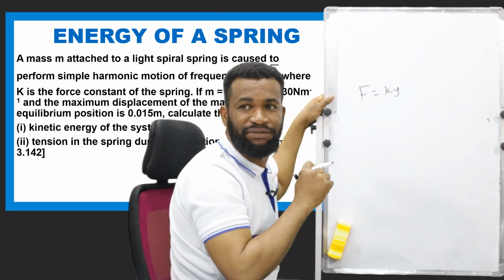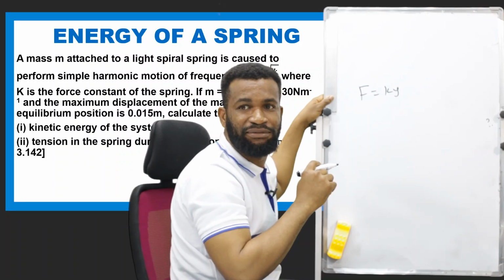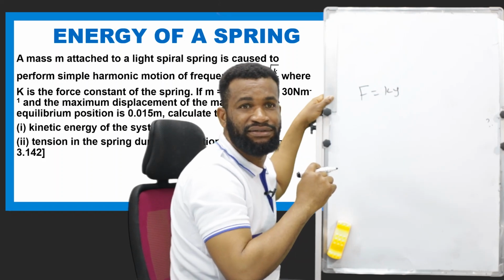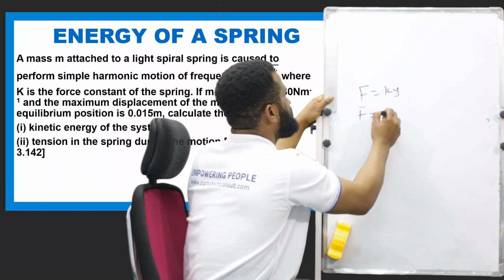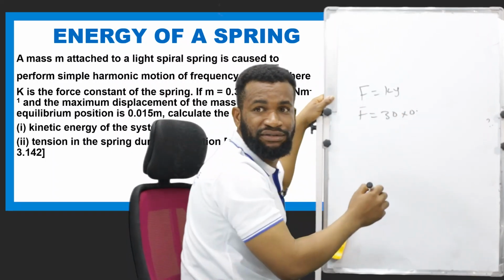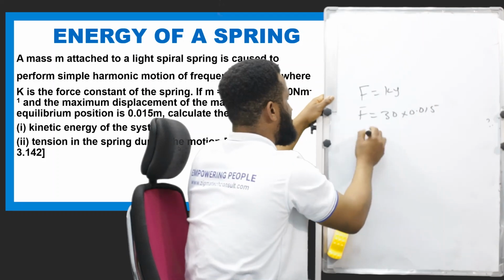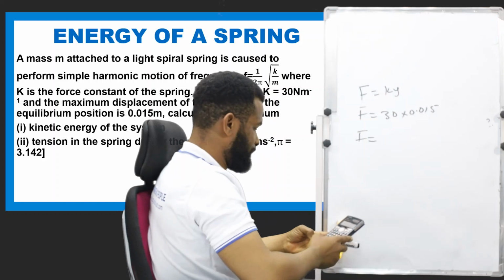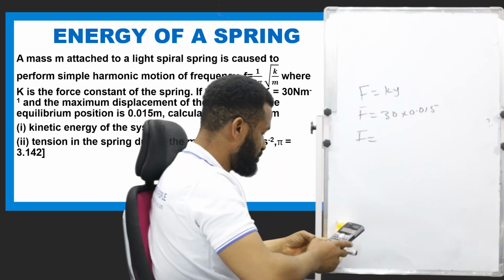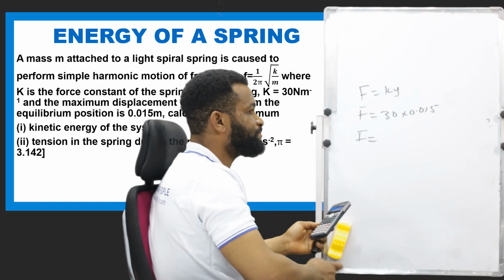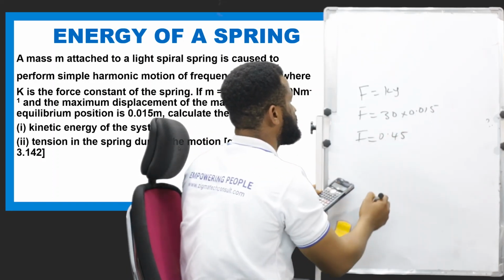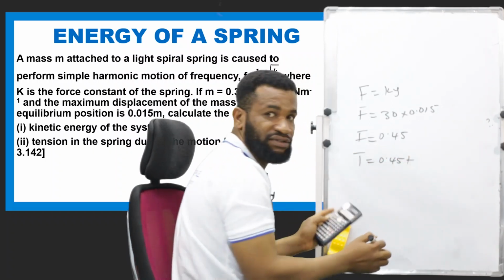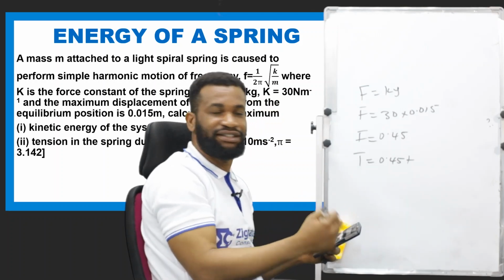The force constant is given as 30 times the amplitude. So F is going to be 30 times 0.015, which is 0.45. Then the tension is going to be 0.45 plus the weight, which is 0.3 times 10.